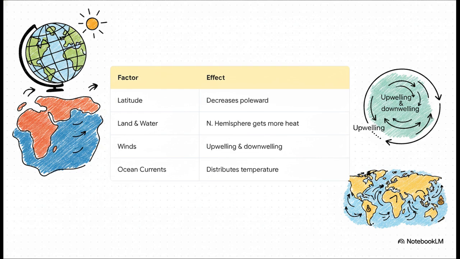The northern hemisphere actually receives more heat because it has way more land mass to absorb it. Prevailing winds also push surface water around, causing deeper water to cycle up or down in what we call upwelling and downwelling. And finally, ocean currents distribute this heat globally. Interestingly enough, out of all the world's oceans, it's actually the Atlantic Ocean that records the highest average temperature.